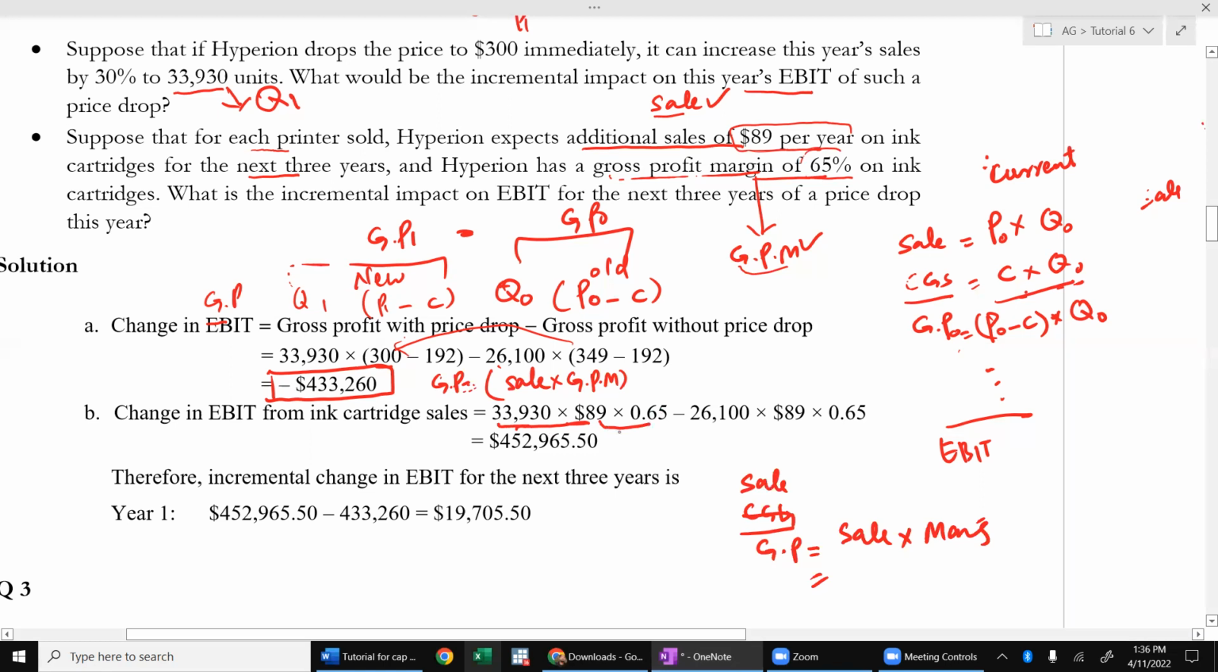So it means that this part has given you the effect on the gross profit. If you see similar information, you can apply it for when the price was not changed. So this was the gross profit when the price drop was not there. So new minus old, same thing. So this is the gross profit or change in EBIT on the ink cartridge. Now you have the profit from the printer, and now you have the profit from the ink cartridge. If you add them both, this will be your additional or incremental benefit that you can get.